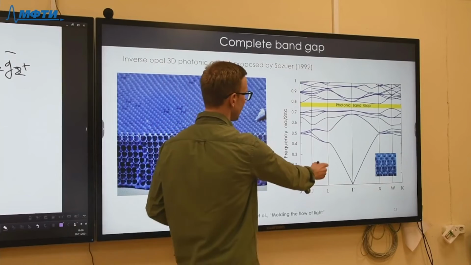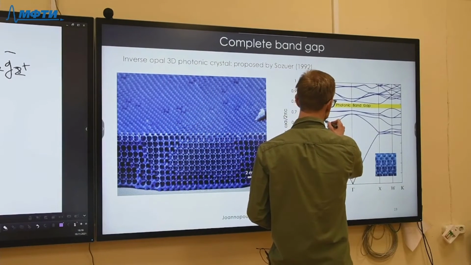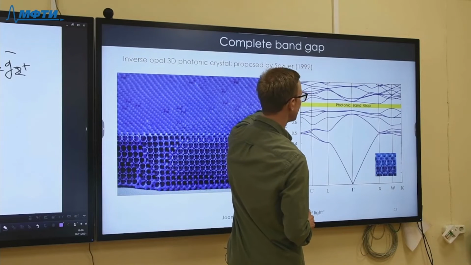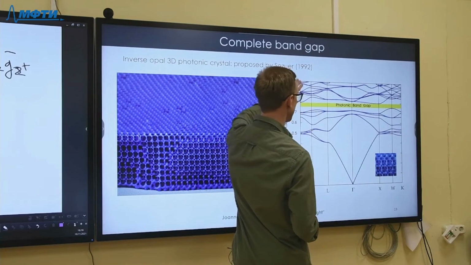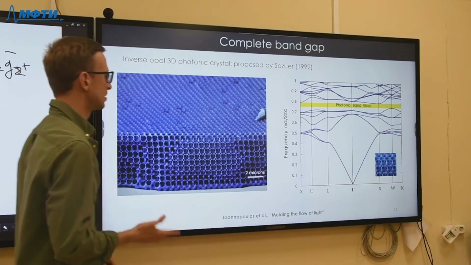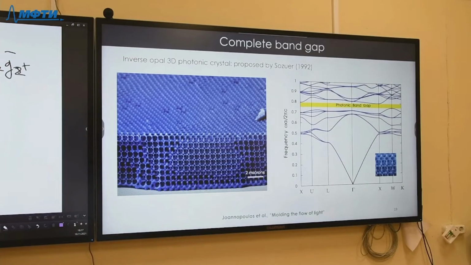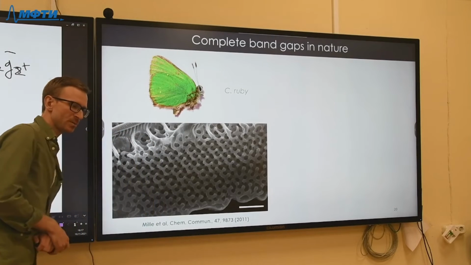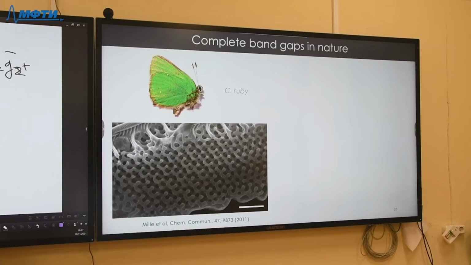And there are many, many bands. There is the first band, second, third, fourth, etc. And somewhere here, high above, you have a complete photonic band gap between the 6th and 7th bands, or 7th and 8th bands. So the point is, there are complete photonic band gaps in some structures, but they require quite a lot of engineering and knowledge of light propagation. But it turns out that photonic band gaps occur not only in highly sophisticated engineered structures, they occur in nature.